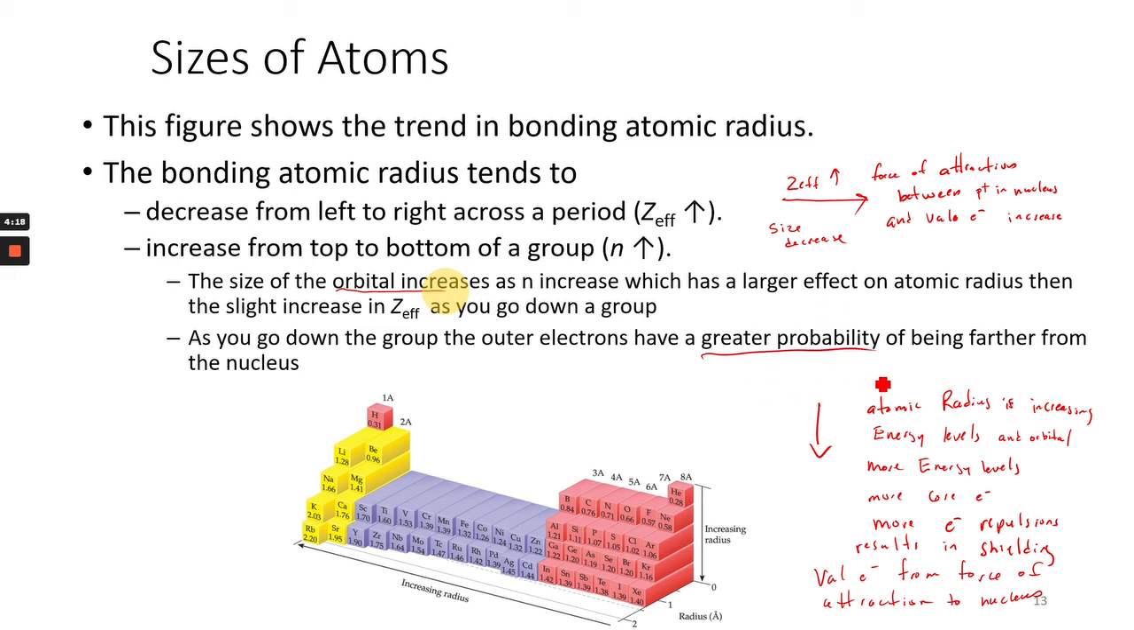So there are two main competing forces here. There is the effective nuclear charge, which is the attraction between the protons and electrons. And then there are the electron repulsions between your core electrons and your valence electrons. So when you go down a group or family, because you have more energy levels, the size of your atom increases.